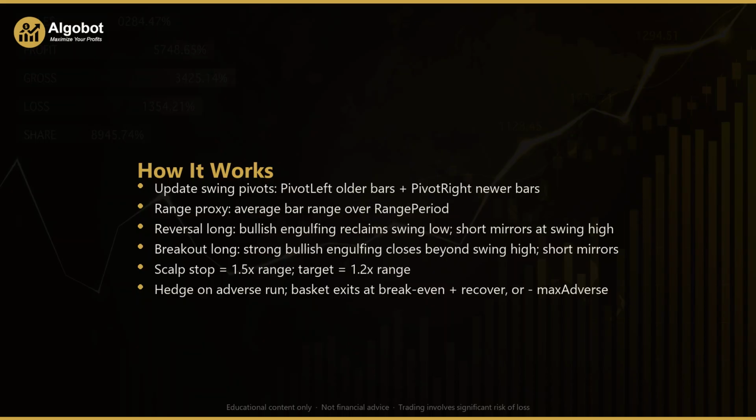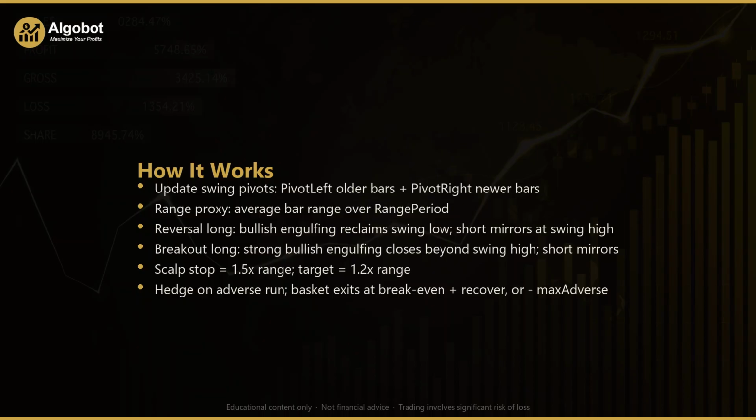The short reversal is the mirror at the swing high. For a breakout long, a bullish engulfing must also be strong, meaning its body is at least half its total range, and it must close above the swing high plus the zone. The short breakout mirrors below the swing low. If both a long and a short would qualify on the same bar, the strategy stands aside rather than guess.